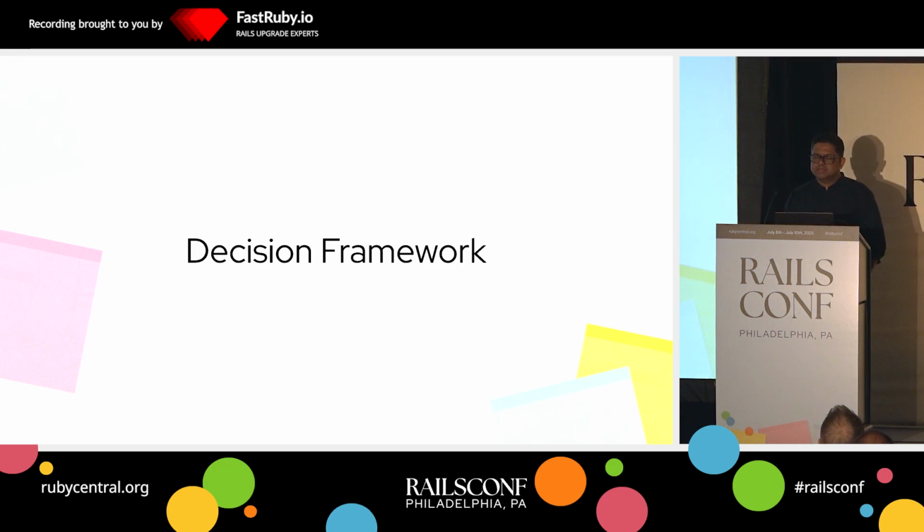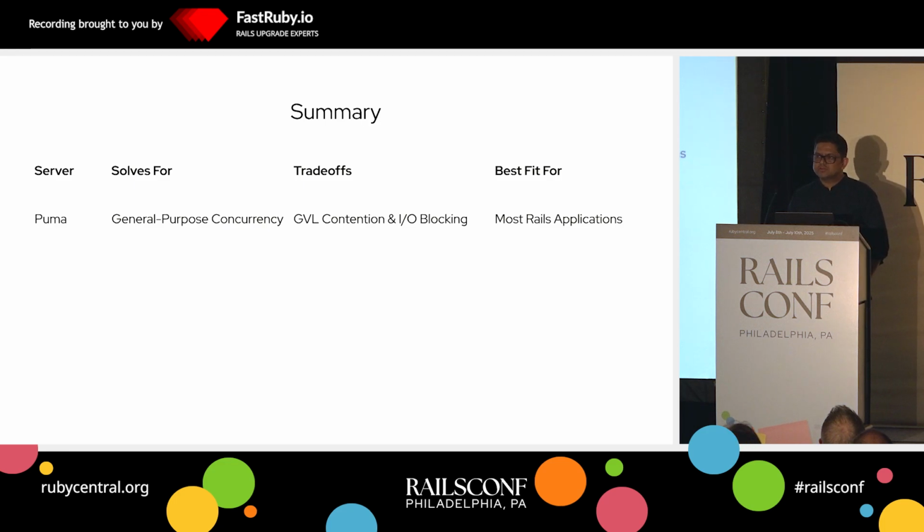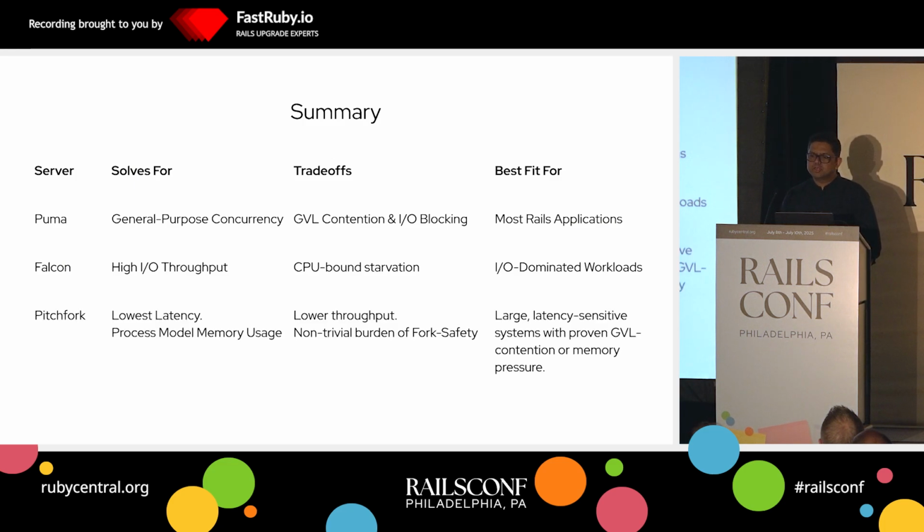So to bring everything together, let's look at a decision framework. Each server has its strengths and a set of trade-offs. Puma solves for general purpose concurrency. Its trade-off is the GVL contention and I/O blocking we analyzed. Falcon solves for high I/O throughput. Its trade-off is a cooperative scheduler, which makes it unsuitable for CPU-heavy workloads. And Pitchfork solves for lowest latency and memory usage. Its trade-offs are potentially lower throughput on mixed workloads and the engineering burden of ensuring fork safety.